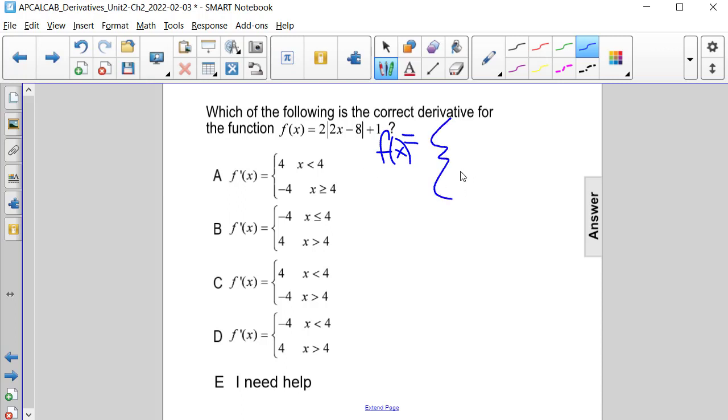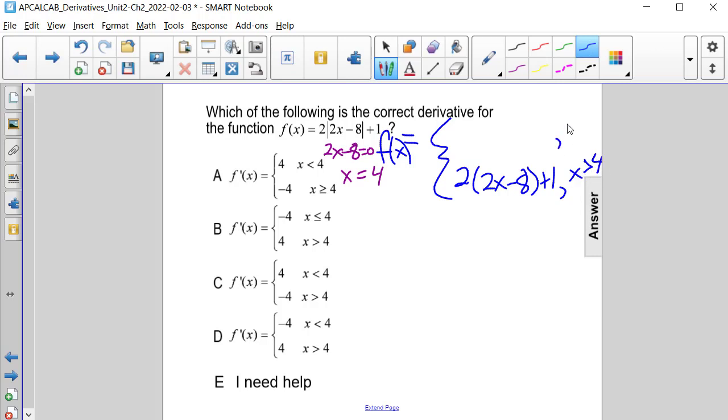So that's going to be 2 times 2x minus 8 plus 1 for x values greater than, and in order to figure that out, we need to set the inside of the absolute value equal to 0. So 2x minus 8 is equal to 0, so x will end up being 4. So that tells us that this is definitely true for x values greater than 4.